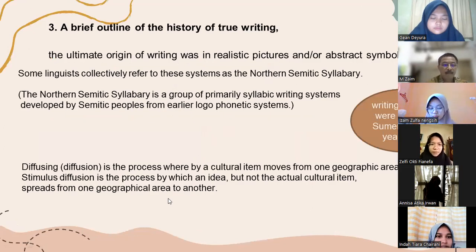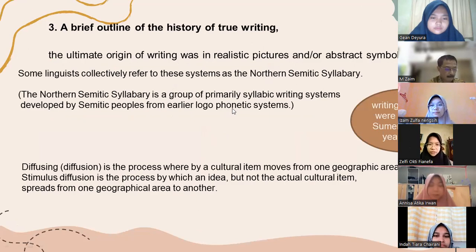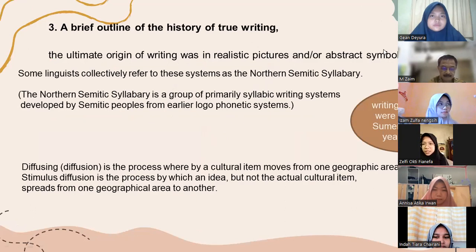Number 3, a brief outline of the history of true writing. Whether the ultimate origin of writing was in realistic pictures and/or abstract symbols, it is an established fact that writing systems were in use in Sumer by 5,100 years ago. This earliest form of writing already included syllabic and consonant symbols alongside logograms.